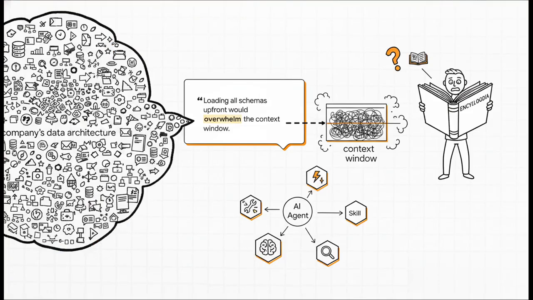This quote from the LangChain docs just nails it. You can't just dump your entire company's data architecture into the agent's prompt. Its working memory, what we call the context window, is limited. Trying to do that would be like trying to memorize a 1,000-page encyclopedia before answering one simple question. It's just not going to happen.